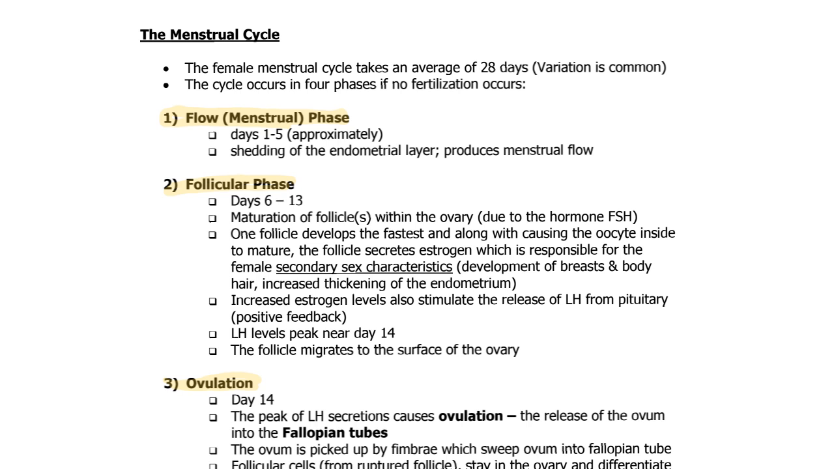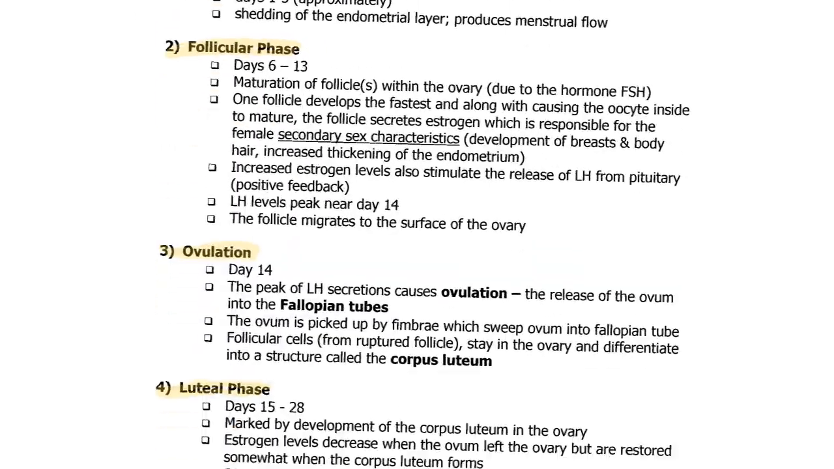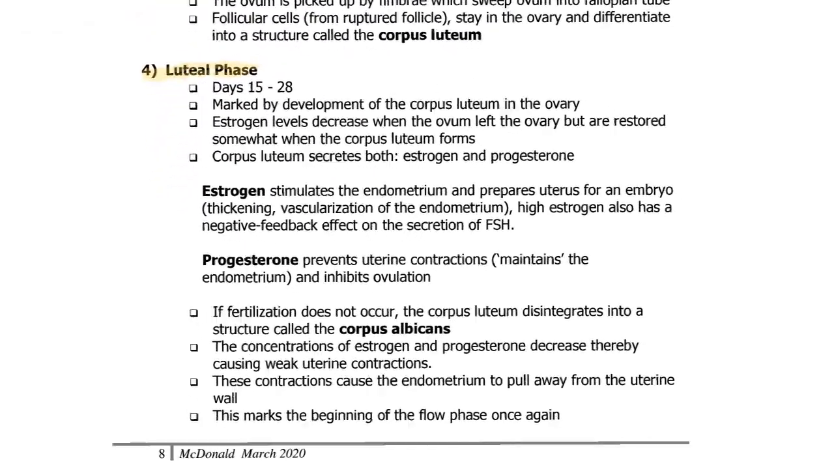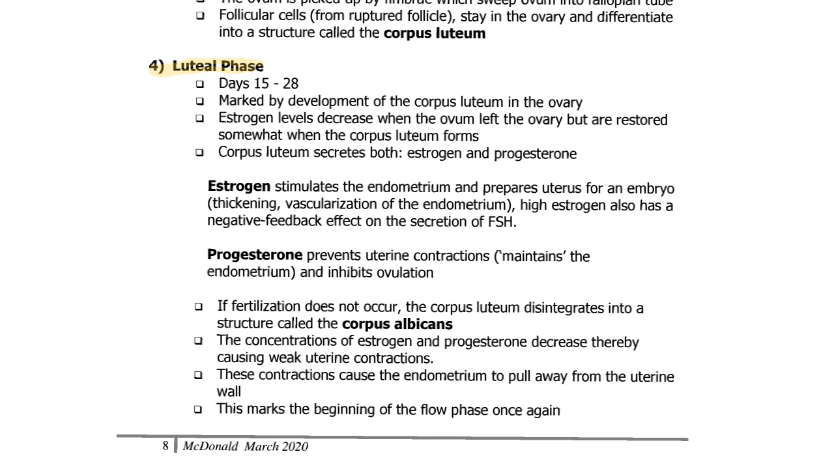So that follicle that the ovum was inside maturing is now empty. It stays in the ovary and it forms a structure called the corpus luteum, which takes us into the luteal phase. The luteal phase falls around days 15 to 18, and it's called luteal phase because it's marked by the development of the corpus luteum. Estrogen levels will decrease when the ovum leaves the ovary, but it picks back up. And so the estrogen levels will stay high, and the corpus luteum will also secrete a hormone called progesterone.